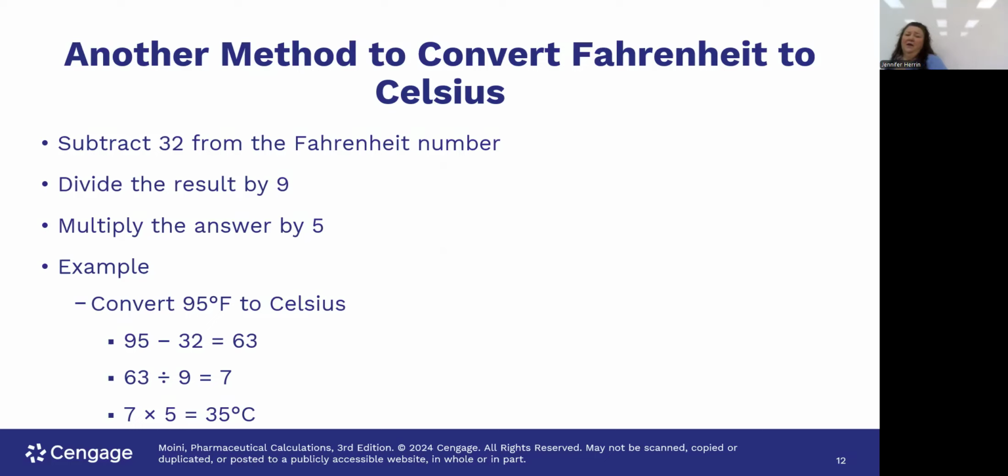So they subtracted 32 from the 95 degrees. It gave us 63. That result was divided by 9, which gives us 7, and then multiplied by 5, which gives us 35. So it's not really necessarily a formula, it's more of a step type way to achieve the same.